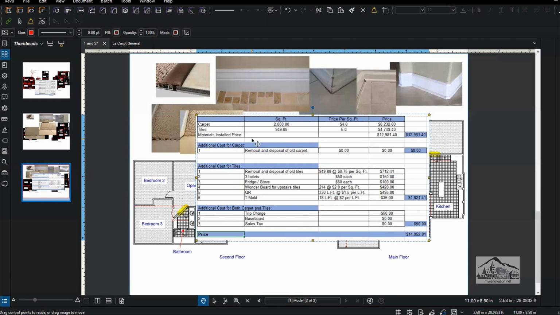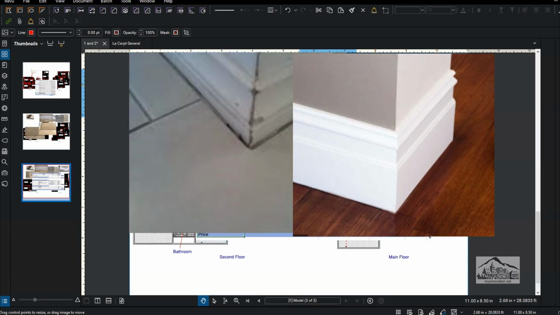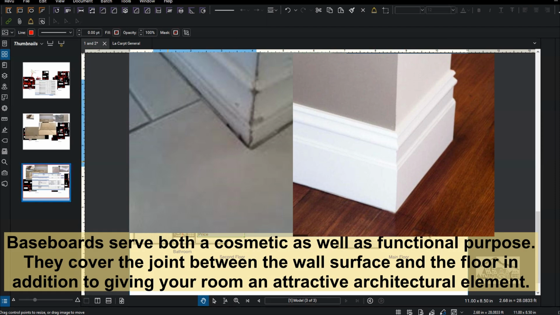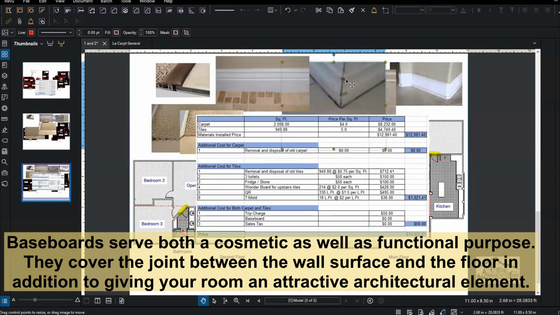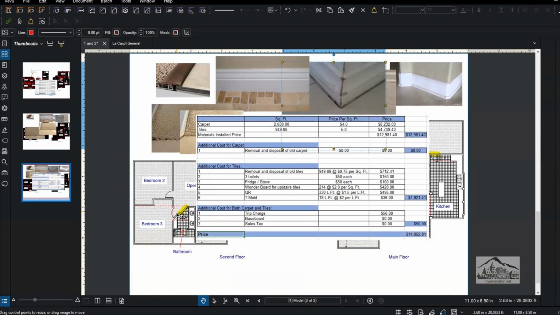Baseboard. So what's the baseboard? As I said here, some people say, well, if I'm doing all of this work and my baseboard looks like that, maybe I will invest a little bit of money. I can replace the baseboard. So if you replace the baseboard, you have to actually measure the perimeter of where you want to install the baseboard.